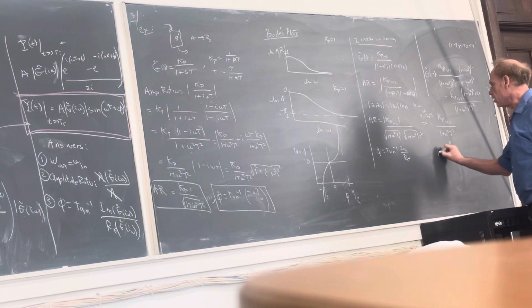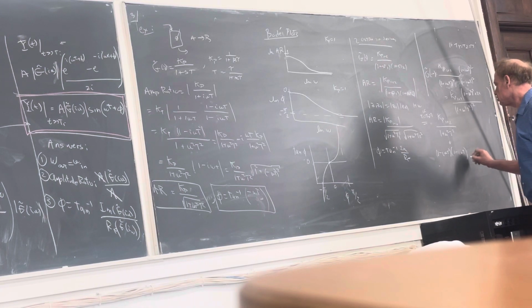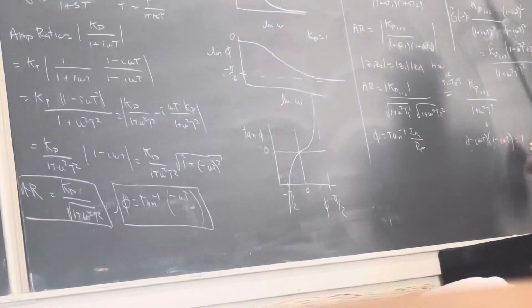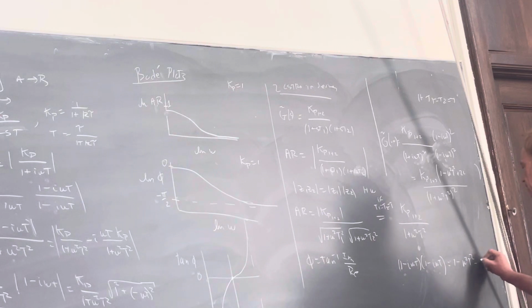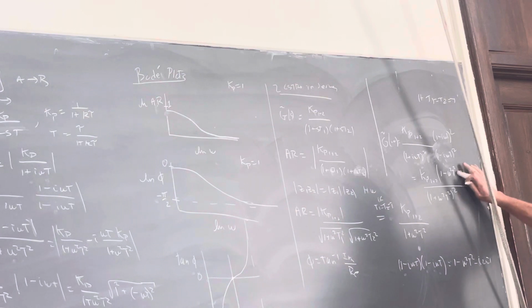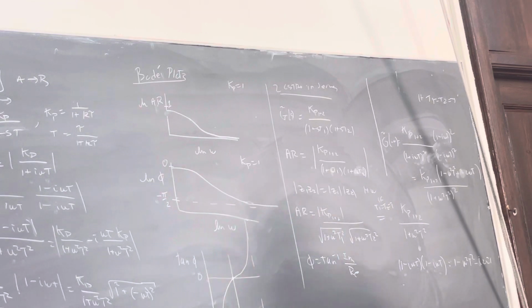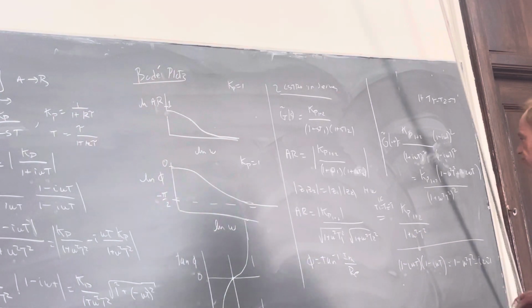Actually, let's write it out. So I have 1 minus i omega T times 1 minus i omega T. So I have 4 terms. I've got 1, I've got this thing times this thing, which is plus i squared, minus omega squared T squared. And then I have minus i omega T, minus another i omega T, minus i times 2 omega T. So if I haven't made any mistakes, I just get that.